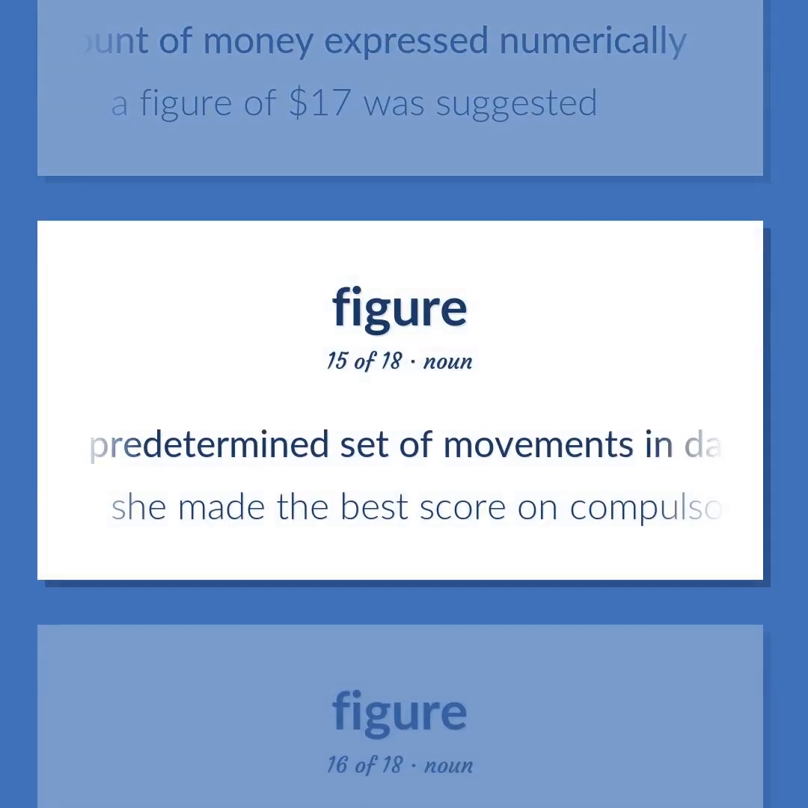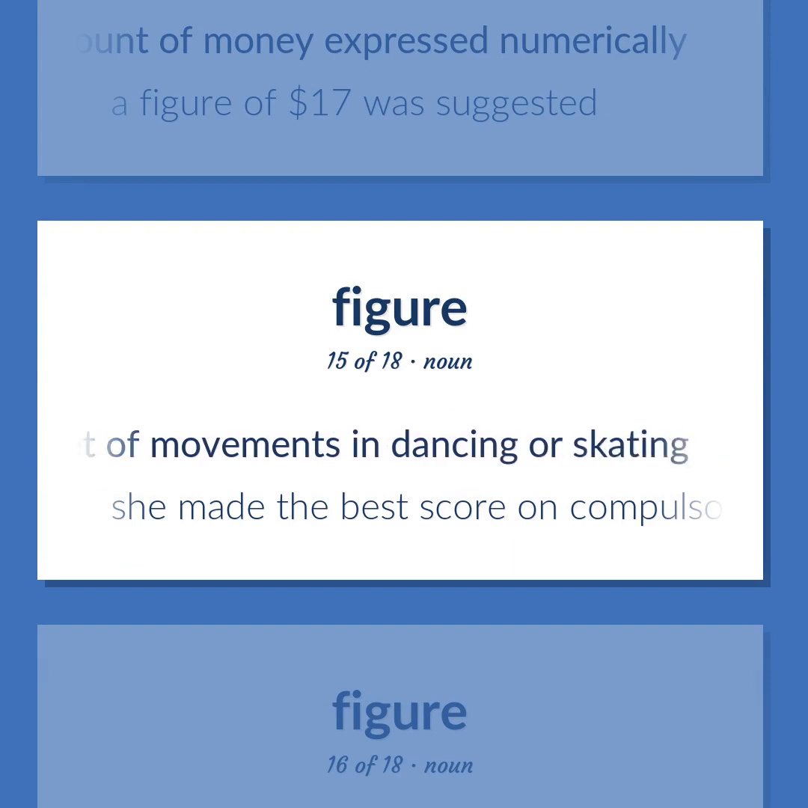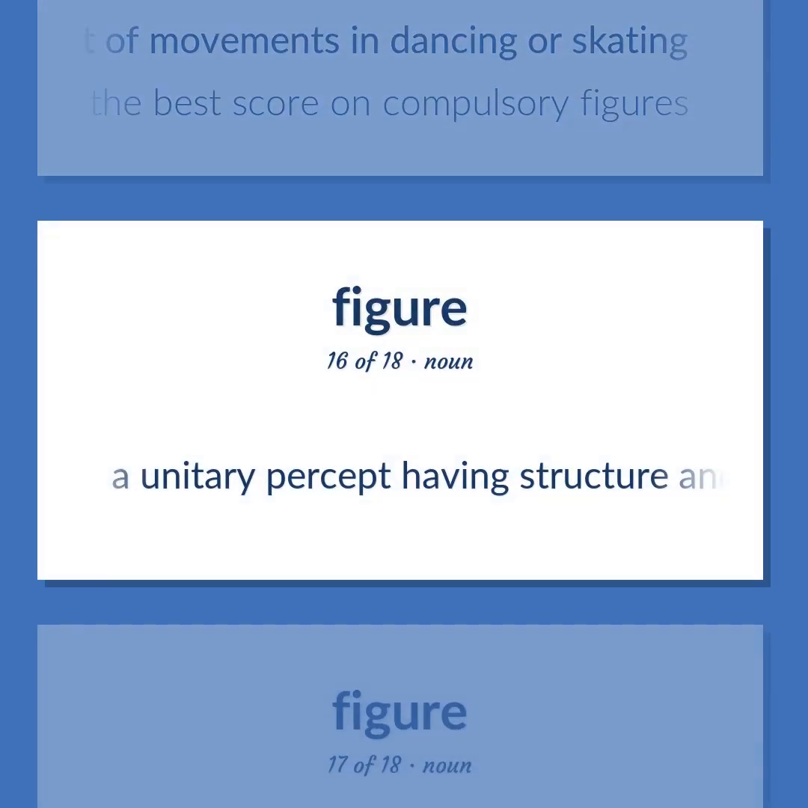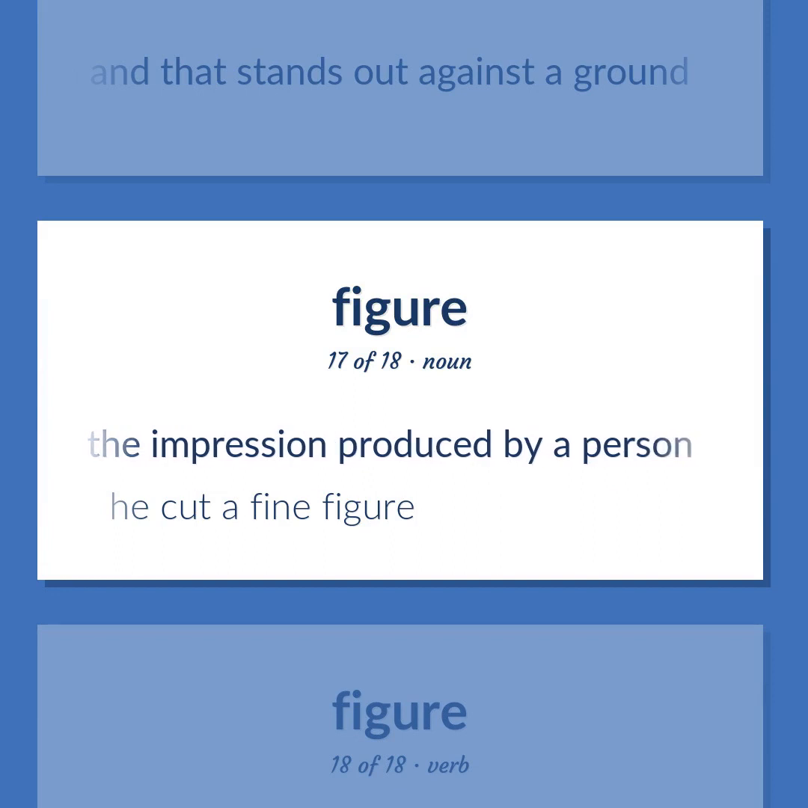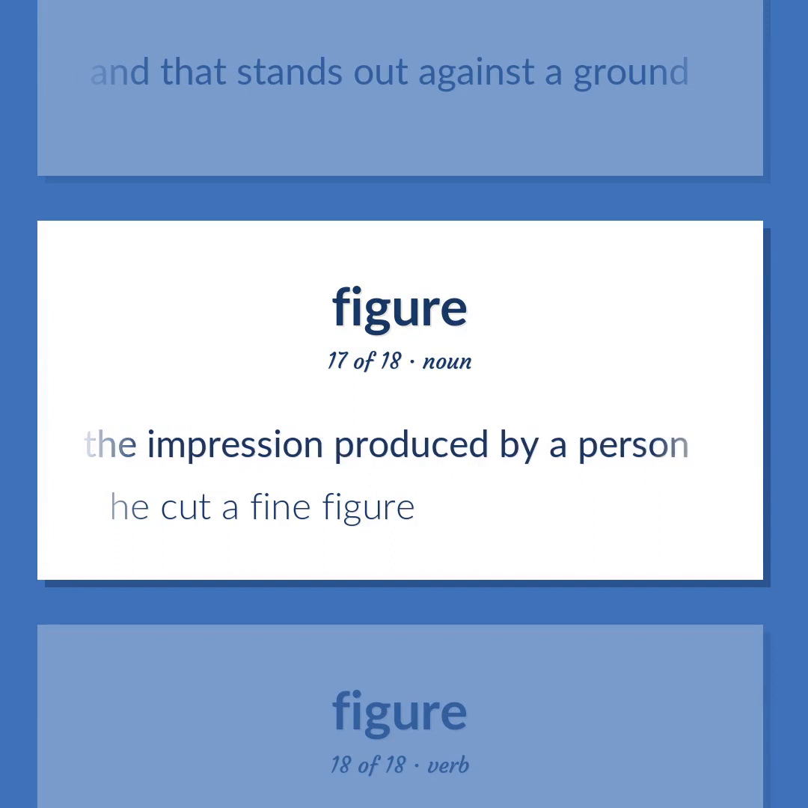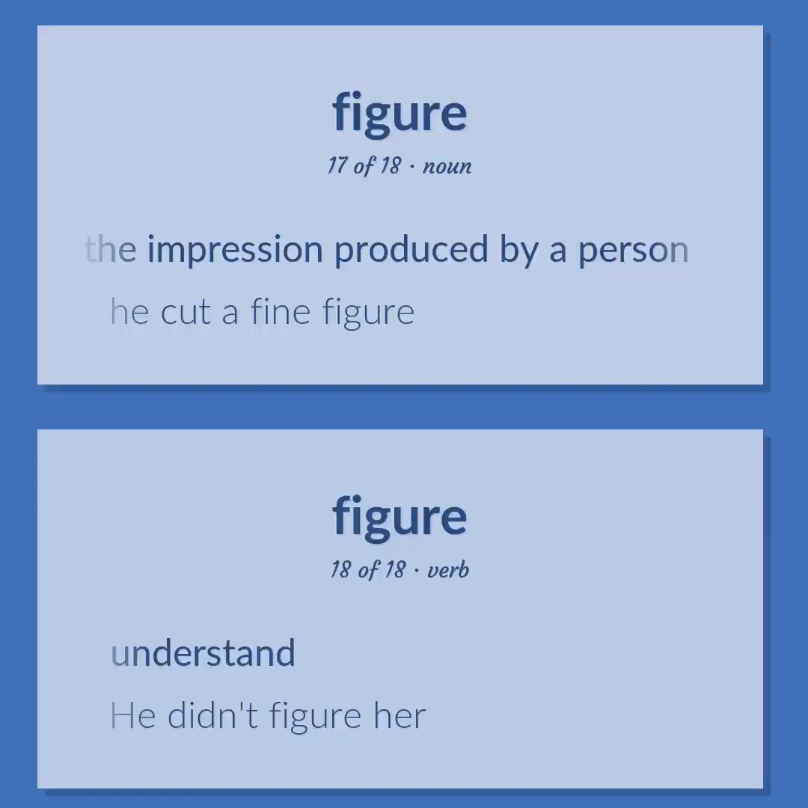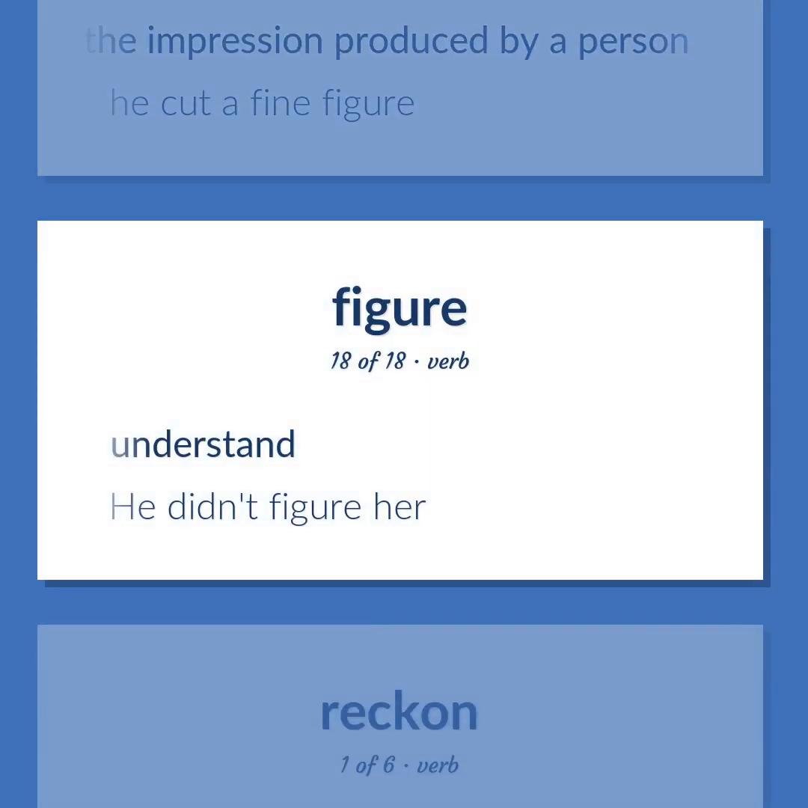A predetermined set of movements in dancing or skating. She made the best score on compulsory figures. A unitary percept having structure and coherence that is the object of attention and that stands out against a ground. The impression produced by a person. He cut a fine figure. Understand. He didn't figure her.